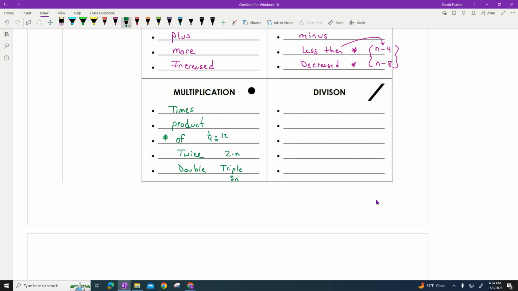All right, let's go to some division words. This is the big one, quotient.